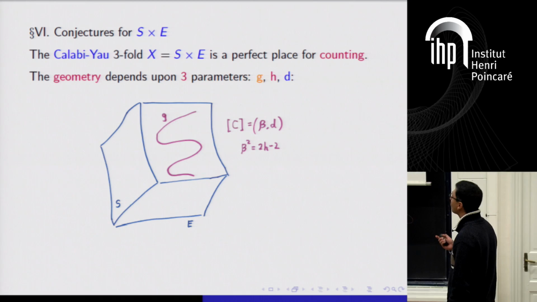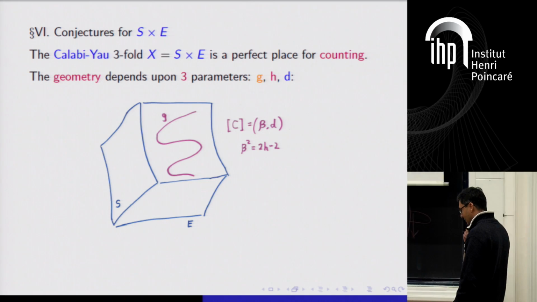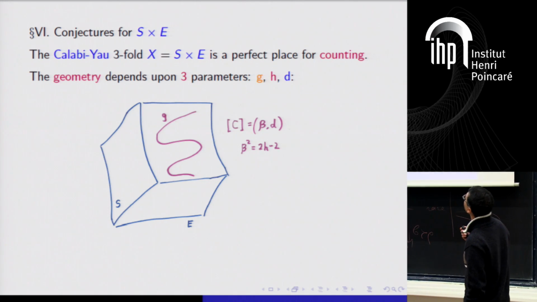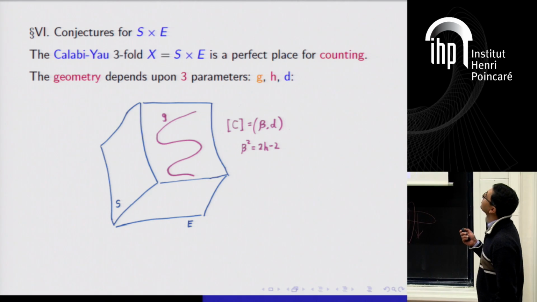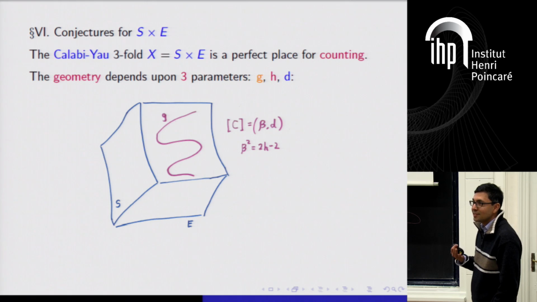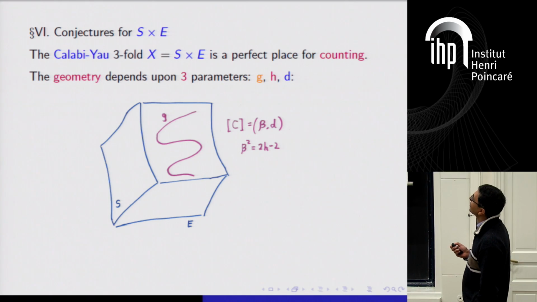This is one more parameter than before. For the K3s, we had one fewer parameter; D was gone. And the answer there was expressed in SL2 modular forms. So one might hope that here, with one more parameter, we have something governed by higher modular forms, in particular the Siegel modular forms. And this is the spirit of the answer here.